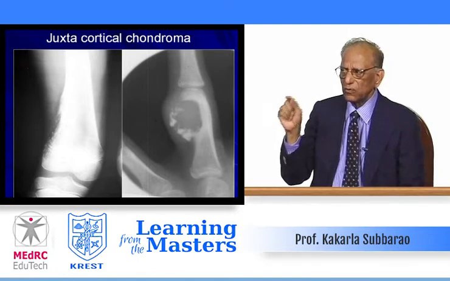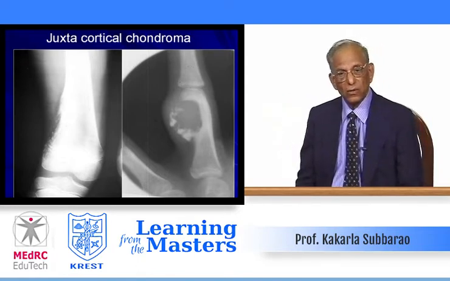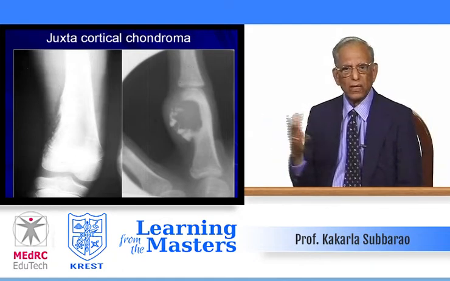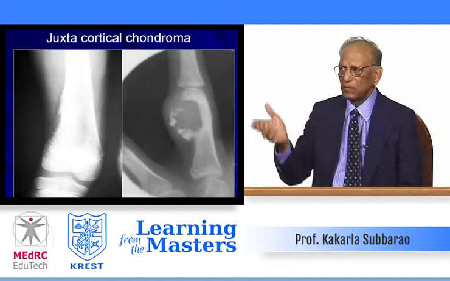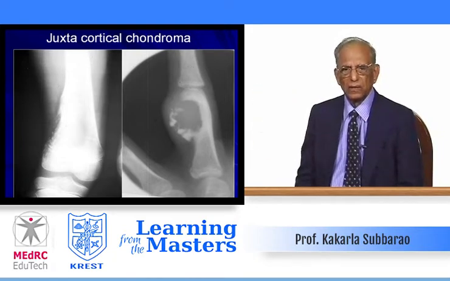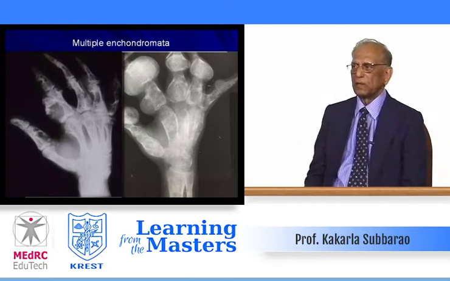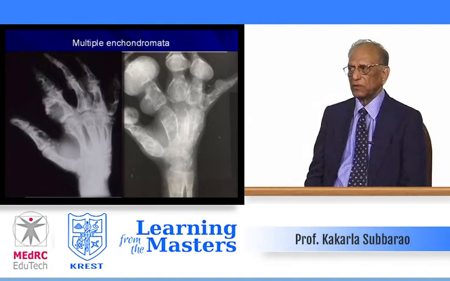Whenever you see that hook-like projection, think of chondromatous origin. Of course, a hook-like or overhanging margin can also be seen in gout, but this is a linear type of lesion, cortically oriented. Think of a chondromatous lesion, and this is a juxtacortical chondroma. Multiple chondromata. Sometimes these can be associated with hemangiomata also.